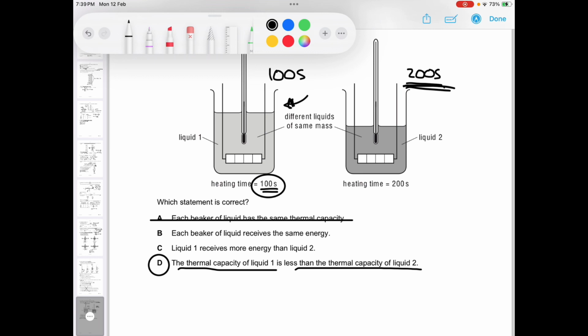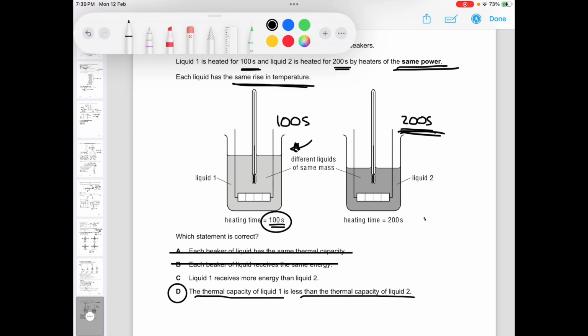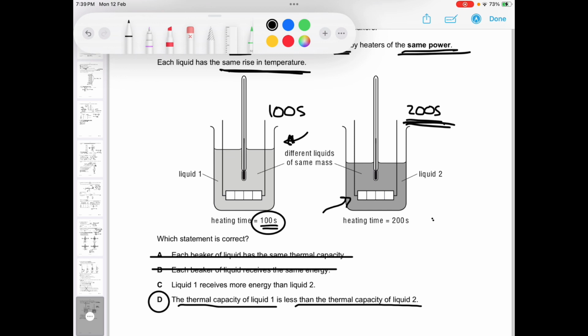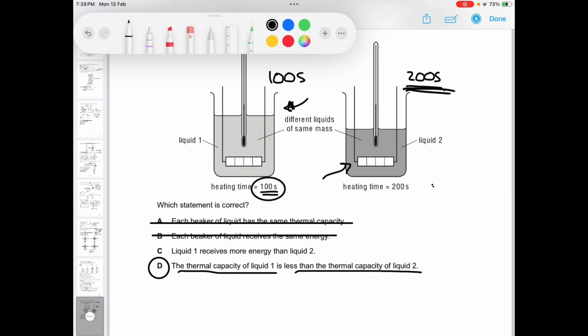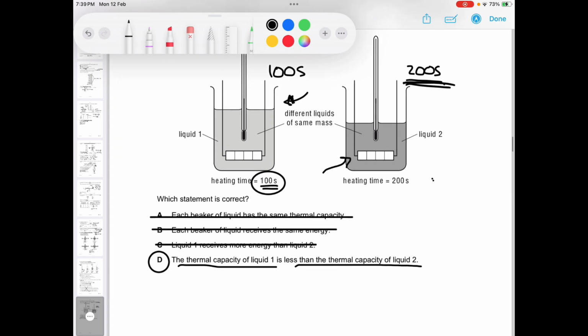Each beaker of liquid received the same energy. No. This one received more. This beaker, the one with 200 seconds. Liquid 1 receives more energy. No, it's the opposite. Okay.